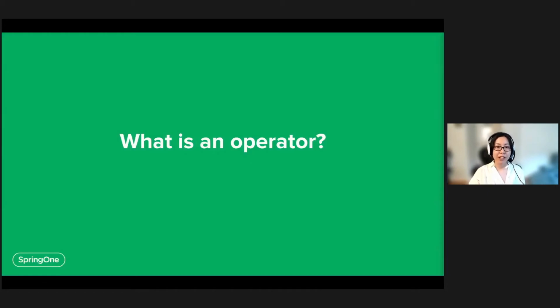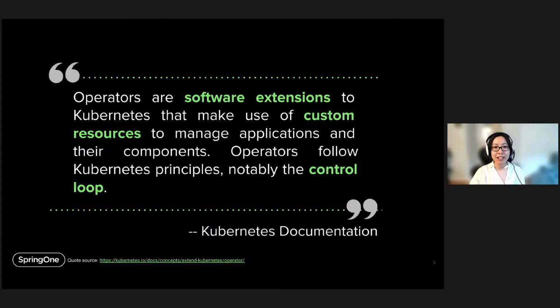Let's start with clarifying what an operator is. Operators are software extensions to Kubernetes that make use of custom resources to manage applications and their components. Operators follow Kubernetes principles, notably the control loop. In Kubernetes, the control loop is what controllers essentially do. They watch the state of your cluster, then request changes where needed. Each controller tries to move the current cluster state closer to the desired state. The native controllers make sure the native resources are running as desired, and operators work in a similar fashion, but with custom resources.